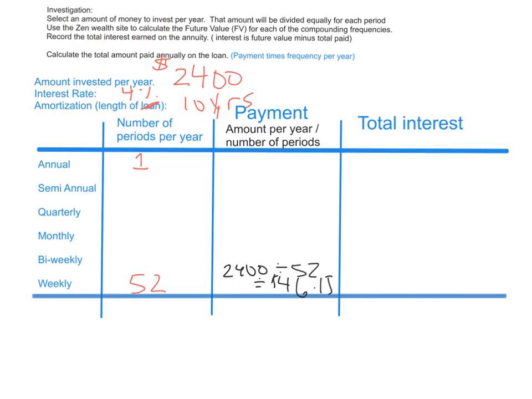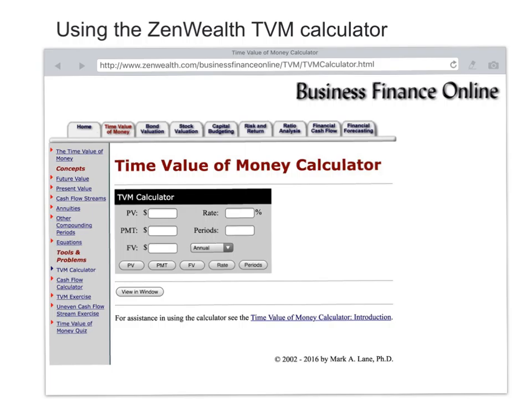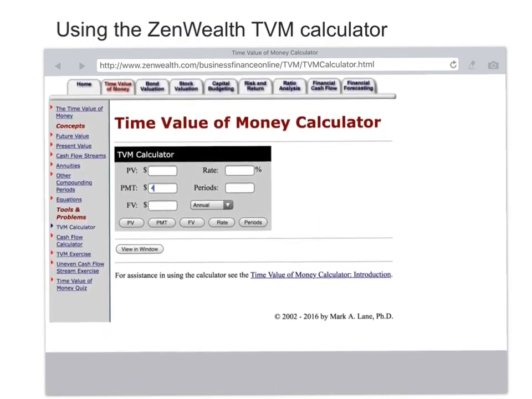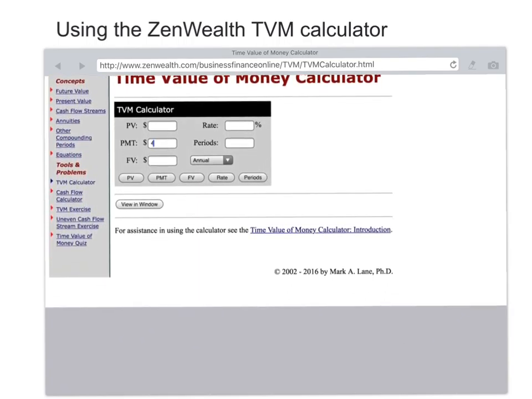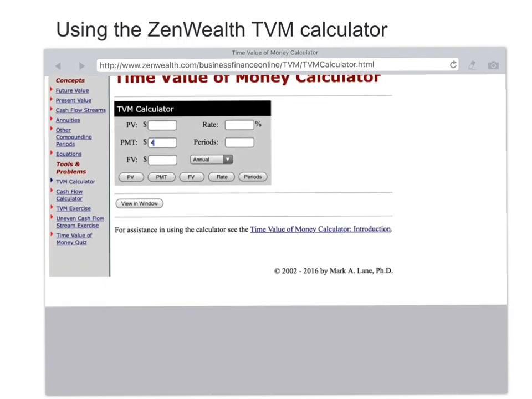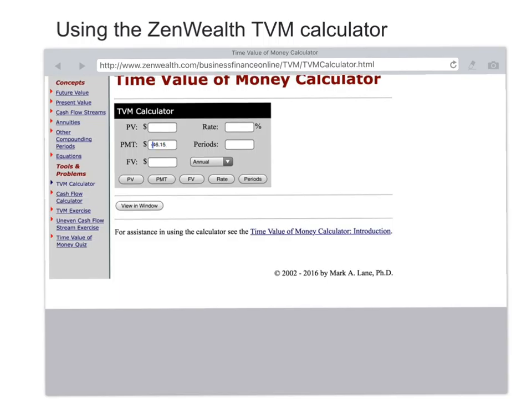So the one I just demonstrated, we are going to put in for our payment. Well, let me just demonstrate here. Okay, so I'm going to use Zen Wealth to figure out what the future value of my investment will be. So I'm going to be making a payment of $46.15. Oops, that needs to be negative, because when the money comes out of my pocket with a TVM calculator, that's when you make it negative.